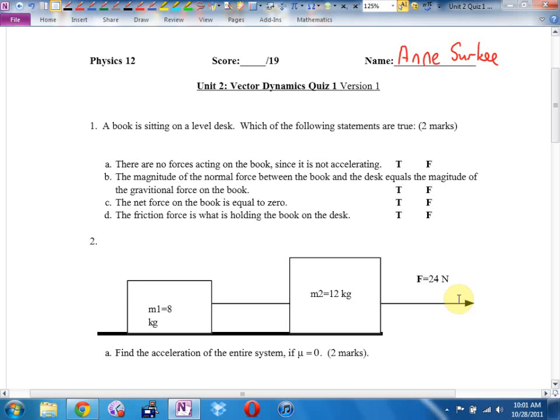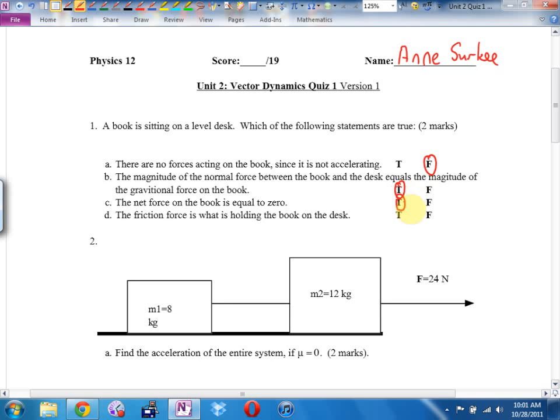Now, if I had said the net force is zero because it's not accelerating, that would be true. The net force is the combination of all of the forces. False. The magnitude of the normal force between the book and the desk equals the magnitude of the gravitational force on the book. I think we can assume it's true. The net force on the book is equal to zero. I think that's true.